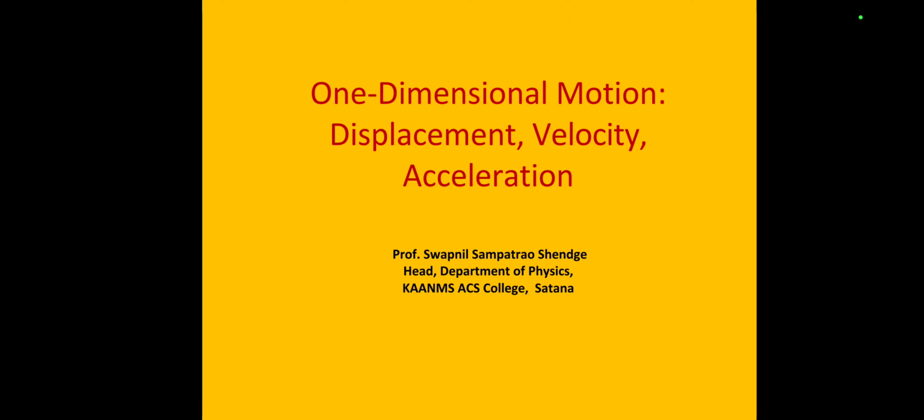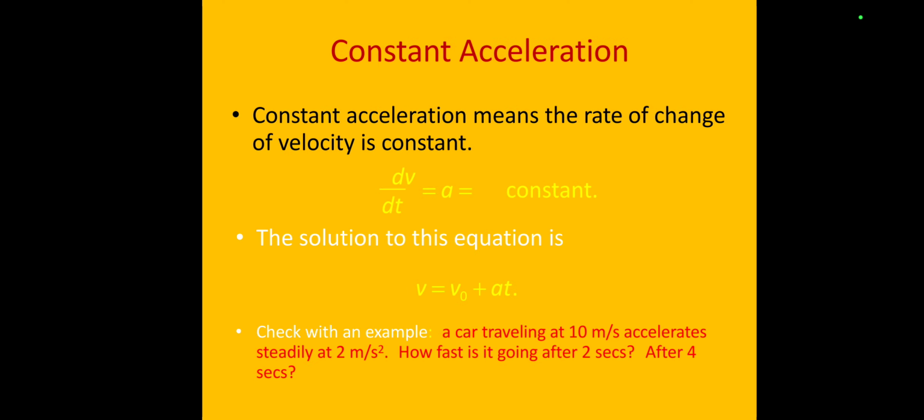So in the earlier video we discussed one-dimensional motion, displacement, and velocity, and now we are going to discuss acceleration. As we all know, acceleration is nothing but the rate of change of velocity. Here we have constant acceleration, which means the rate of change of velocity is constant. So dv by dt is equal to a, equal to a constant.